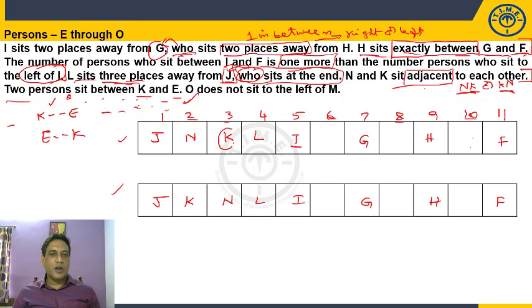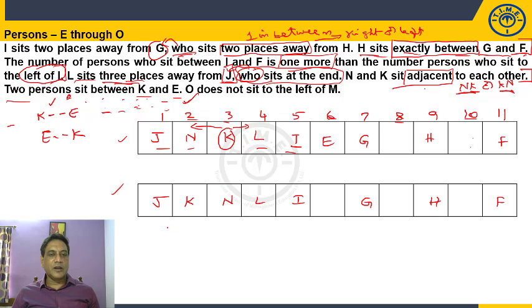When K is here, two persons between K and E to the left side is not possible, because there is no place here. We should actually, after leaving 2, we should take E here. Not possible. To the right side, yes, it is possible. After leaving 2, we can take E here.